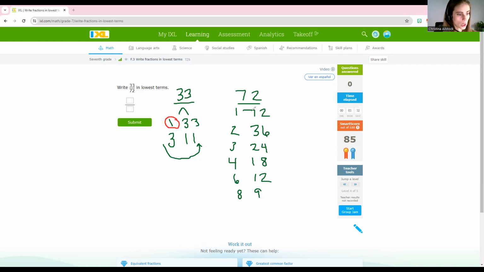They obviously have a 1 in common. And then I see that they have a 3 in common. Is there an 11 anywhere? Nope. So that means our GCF would be 3. So I can simplify this fraction by dividing the numerator and denominator by 3. So 33 divided by 3 would be 11. 72 divided by 3 would be 24.